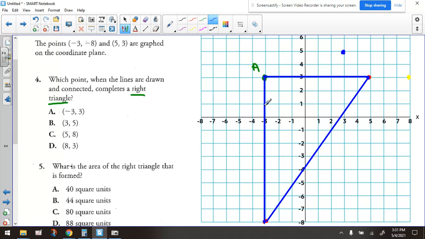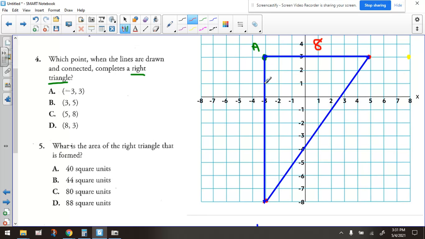So that's going to be this line and this line. Let's count how many units they both are. Let's do this one first. This is 1, 2, 3, 4, 5, 6, 7, 8 units long. And this one is 1, 2, 3, 4, 5, 6, 7, 8, 9, 10, 11 units long.